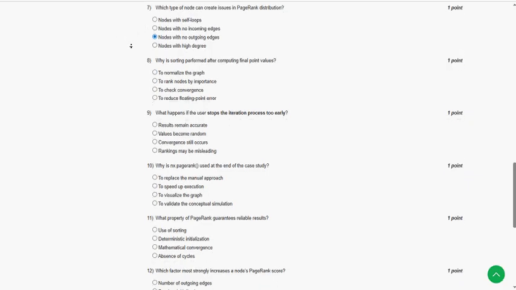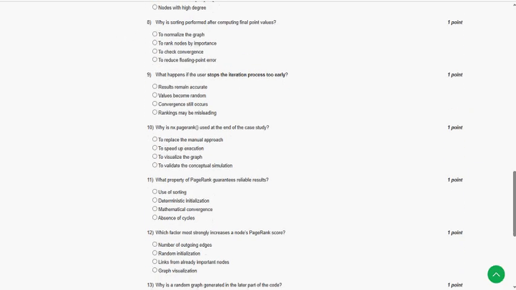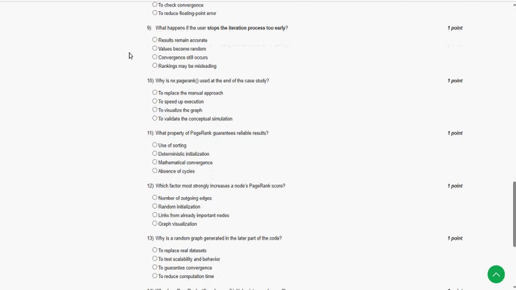Next, eighth one, why is sorting performed after computing final point values? For the eighth question, the second option, to rank nodes by importance. Next, ninth one, what happens if the user stops the iteration process too early? For the ninth question, the fourth option, rankings may be misleading.